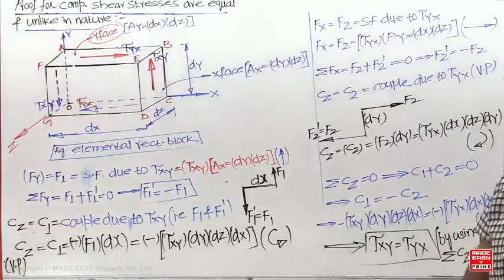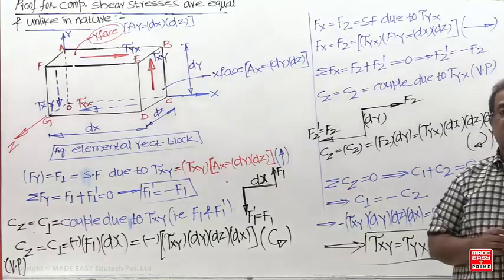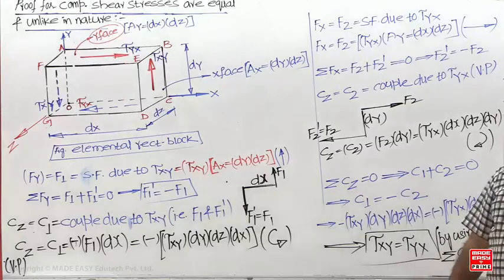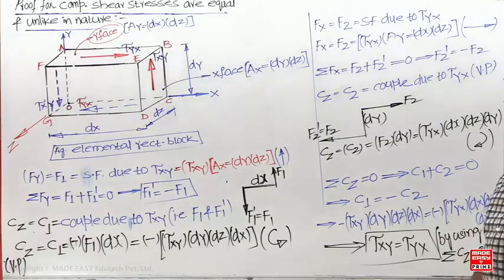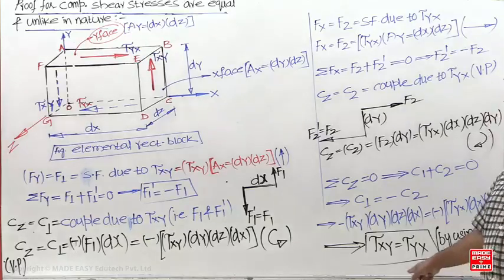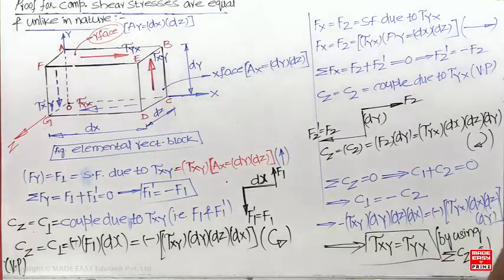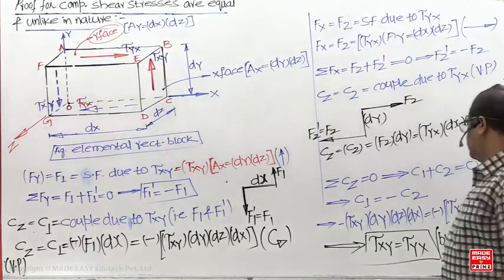That is in the vertical plane. Similarly, the sum of the couples in the horizontal plane, that is by using sigma y equal to 0, you are going to get tau xz equal to tau zx. Similarly, by using the sum of the couples in the profile plane, that is the sum of the couples about the x-axis equal to 0, then you are going to get tau yz equal to tau zy.